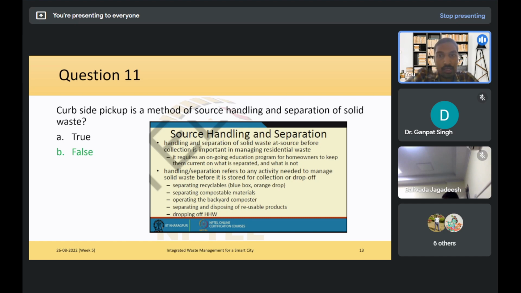We looked at the one large container question, right? That is a different way of doing it. So this curbside pickup comes under that, right? That is under the collection system, not the source handling and separation. So that's why this is a false statement. Okay, was that clear? Because many of you said true, I hope now the difference is clear why this is not a method of source handling and separation.